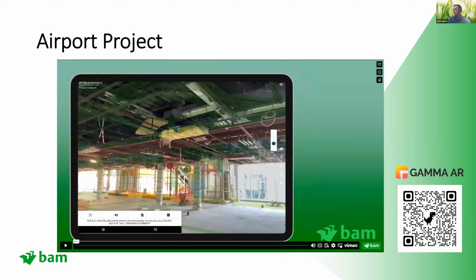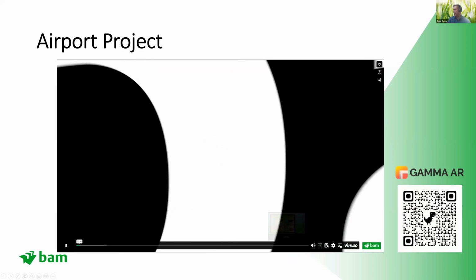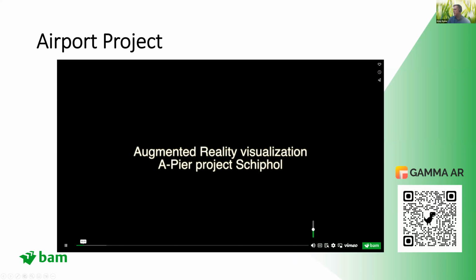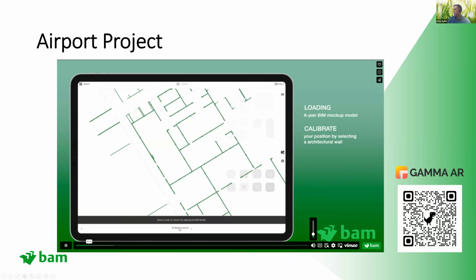We're going to play a little video here. So this is from an airport project. So we're using Gamma AR. Very similar. You select a wall on a plan, you orientate the virtual environment to that model, and then you get that insightful model experience directly over your view. So this is an excellent use of it. We found great value on this.